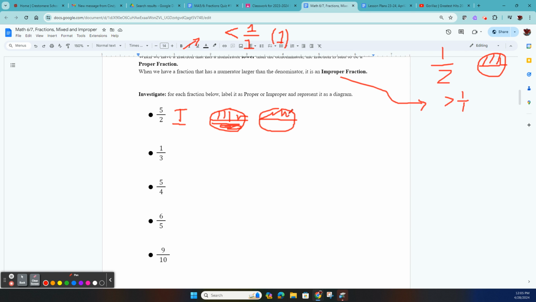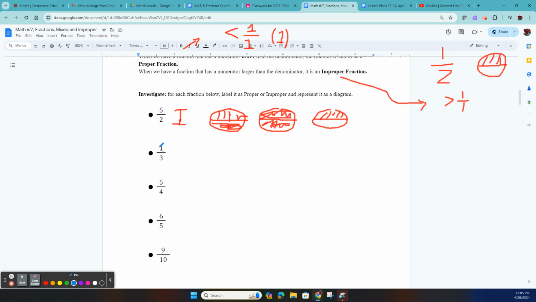Now I've got 3. Now I've got 4. Got to keep going again. My goodness. Cut in half. Cool. 1, 2, 3, 4, 5 halves. There's an improper fraction. Let's move on.